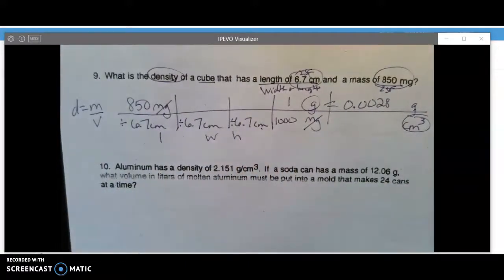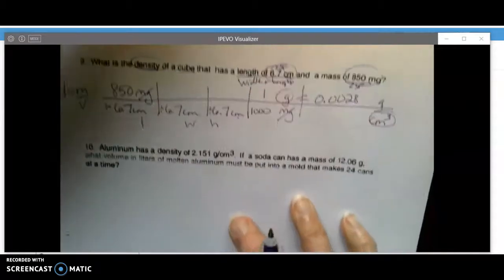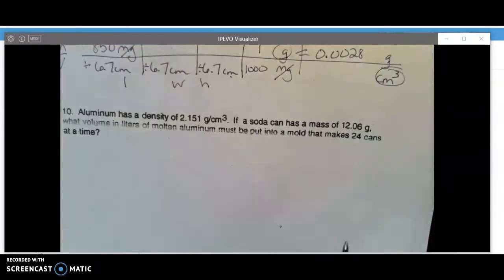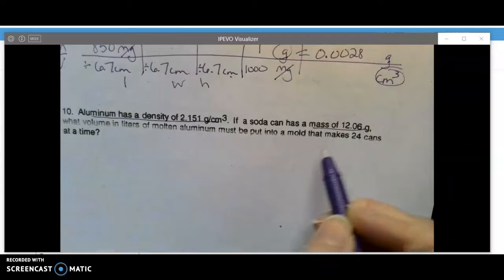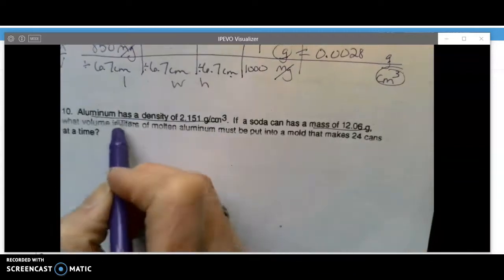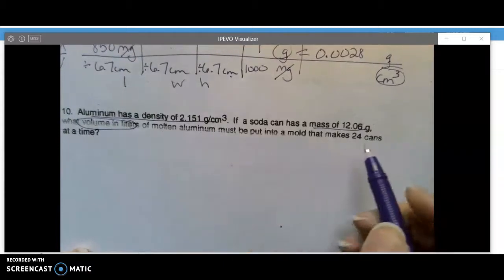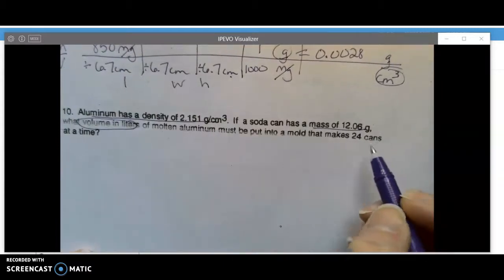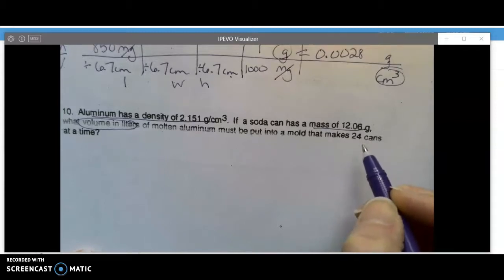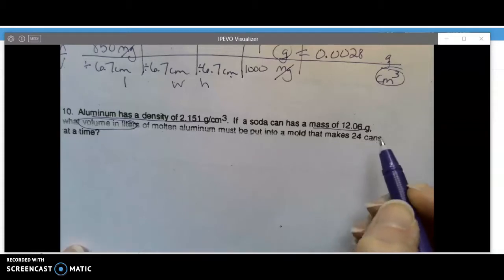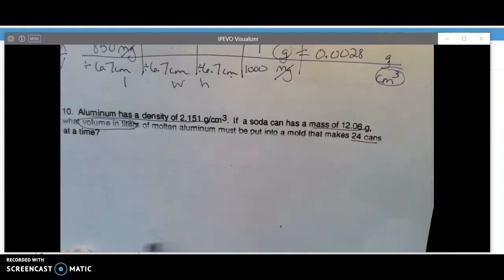All right, and the last question 10 is a word problem. So you'll see there's a lot more text there. So again, I have a sentence that's telling me something about aluminum's density. I have a mass of 12.06. What volume in liters is what I'm trying to find. Must be put into a mold that makes 24 cans at a time. So industrial processes, so a foundry like at Shepherd and Myers, they have to know how much material goes into each mold. That helps them with inventory. It helps them with the cost.